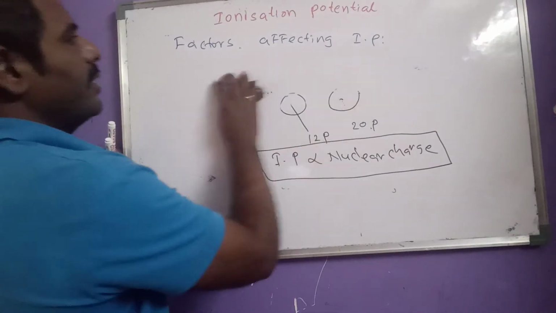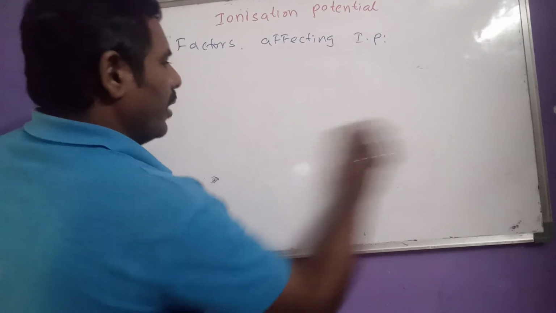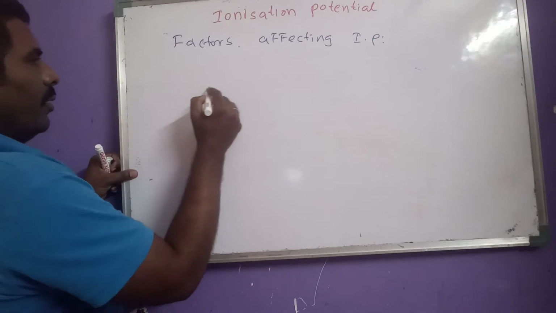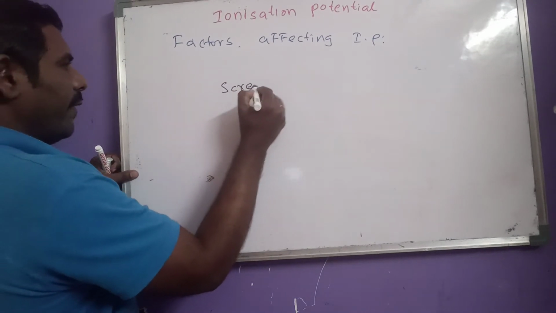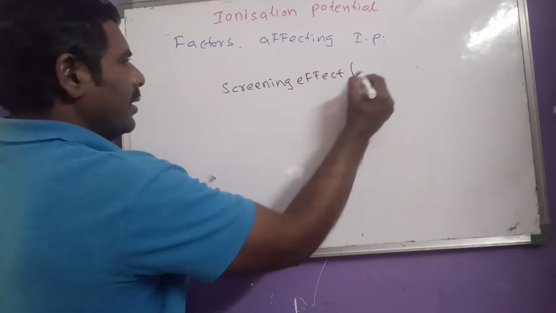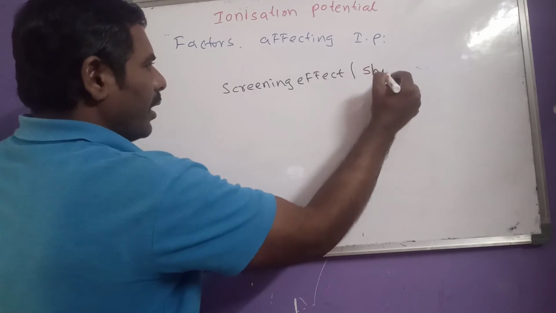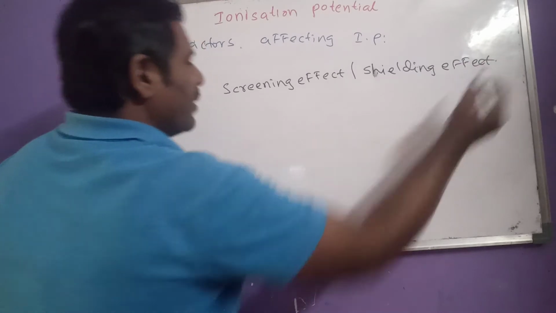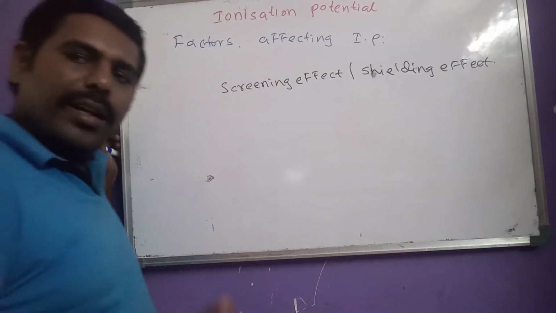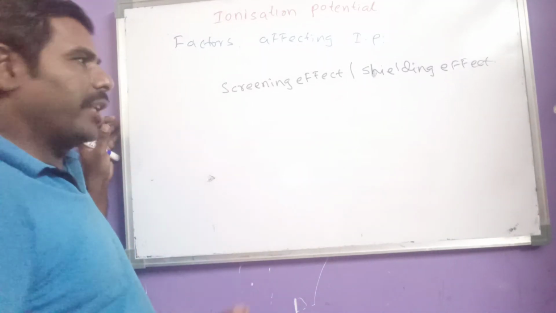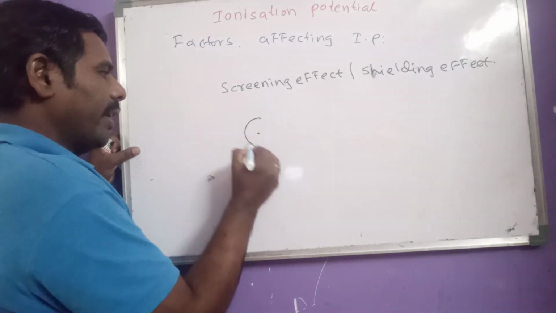Okay, now let us see another, third factor which can affect the ionization potential. So what is the third one here? The third one is the screening effect, or we can also call it the shielding effect. First let us see what the screening effect is and how it affects the ionization potential.